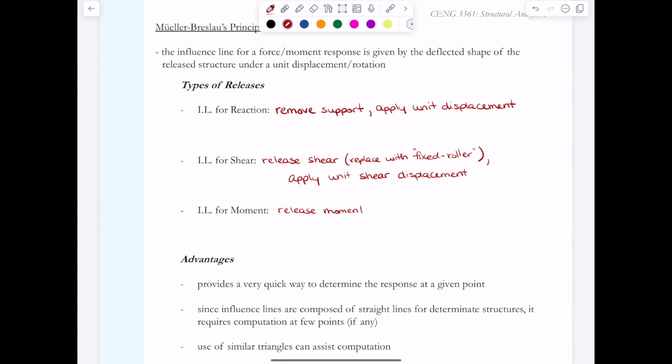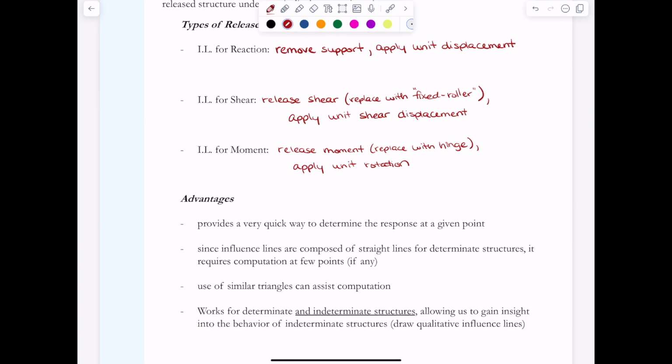Lastly, for the influence line for moment, we're going to release the moment. This means we're going to put in a hinge. Then at that hinge, we apply a unit displacement, which, because it's a hinge, is now a rotation. So we'll apply a unit rotation and then draw the deformed shape.